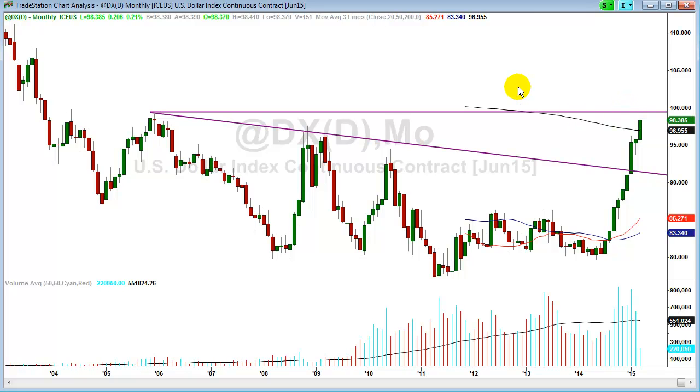But on a pullback, the dollar can be bought, and the dollar can be bought for higher prices into either late this year or maybe even as far out as early next year before it ultimately reverses down one more time. Okay, I think we're going to wrap it there tonight.